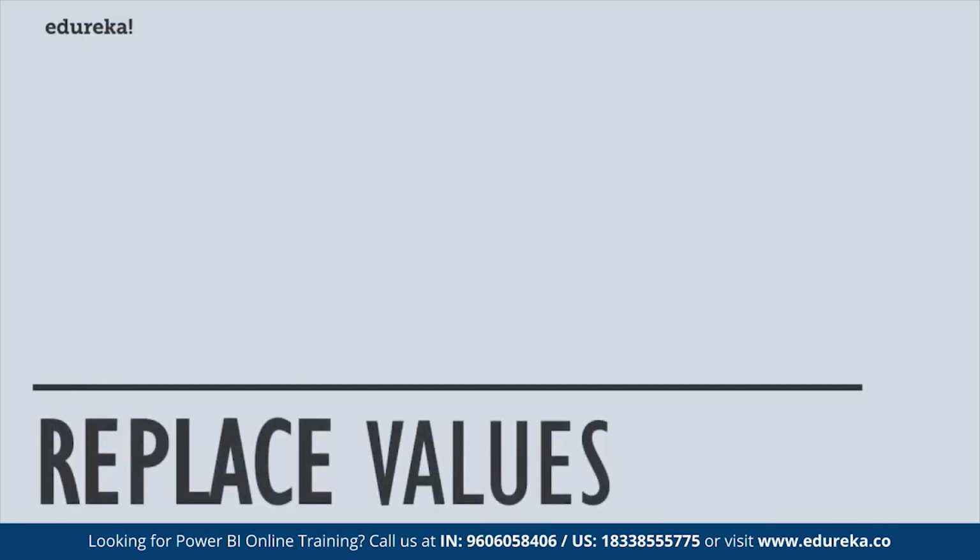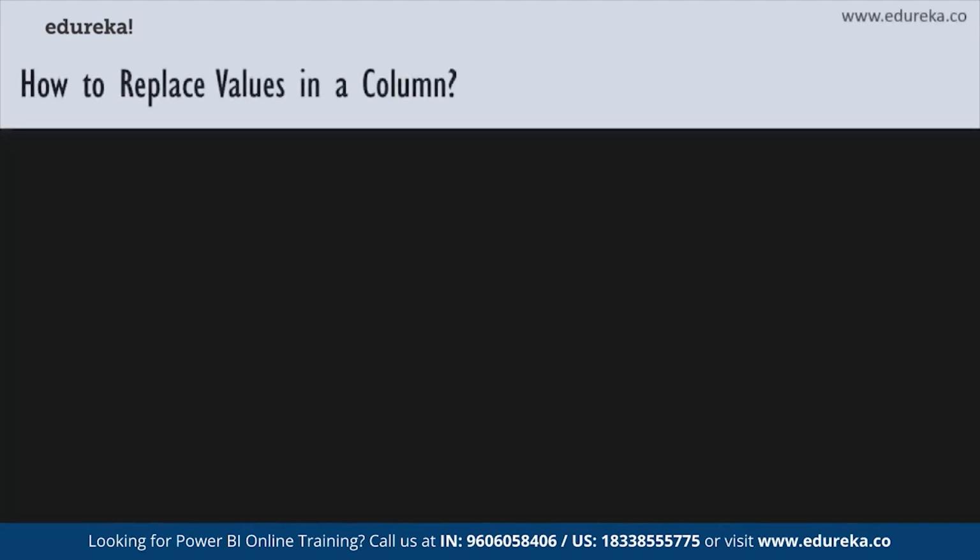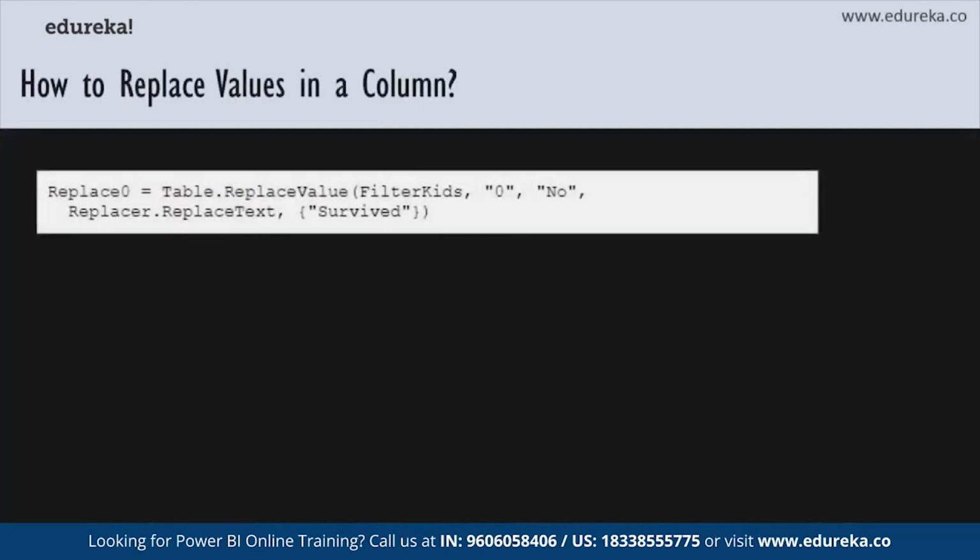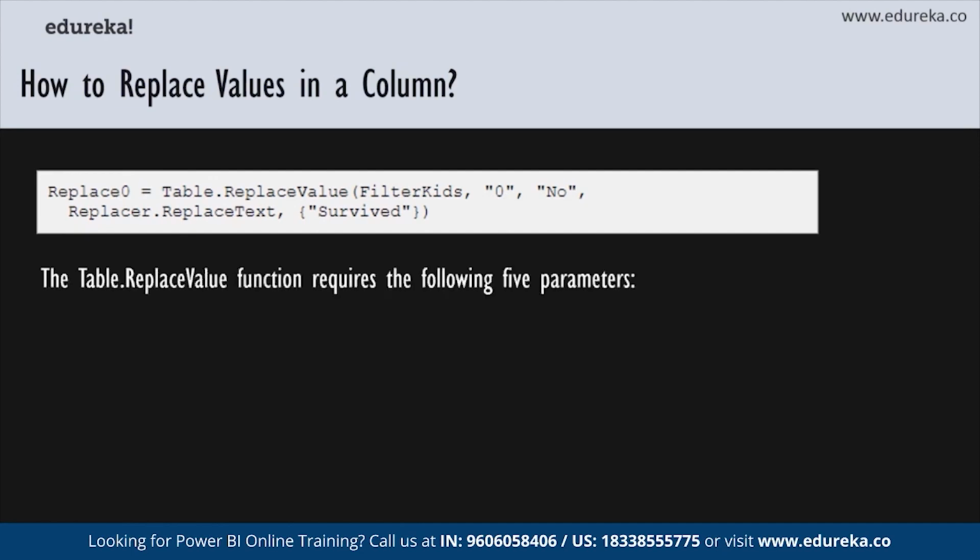Now, another handy transformation you might need to do at times is to replace one column value with another. For this example, you will be replacing the 0 value in the survived column with no and the 1 value with yes using the table replace value function. Now, kindly refer to the syntax that is shown to you and try to map the following elements that I'm going to discuss to the syntax on your screen.